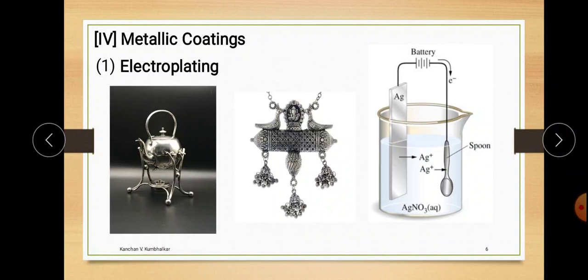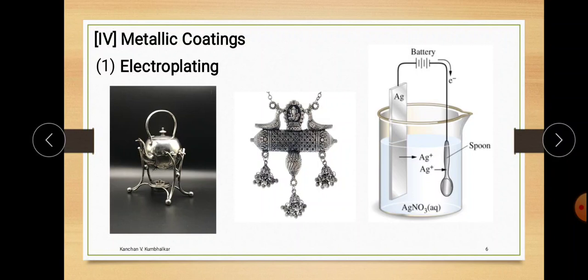In electroplating, the object to be plated is made the cathode of the cell. The electrolyte is a salt of the metal to be deposited on the article. The anode may be of the metal to be deposited, or it may be an inert electrode such as graphite.